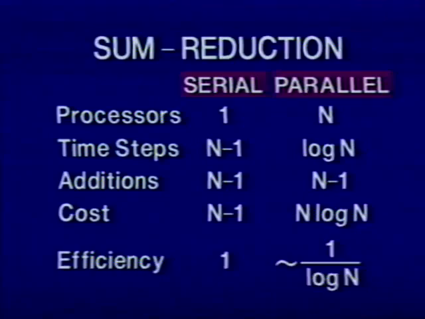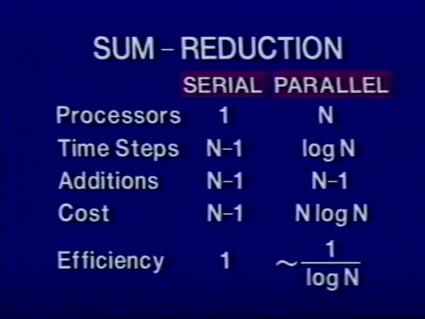The cost of this, the number of processors times the number of time steps, instead of being n minus 1, was n log n. We used a lot of processors, and as we noted earlier, most of the processors weren't busy most of the time, and so we wasted a lot of cycles. And so the efficiency, which is the number of additions divided by the cost, was approximately 1 over log n. So as the size of the problem gets bigger, the efficiency goes down, but still the speed compares quite favorably with the serial algorithm. It's log n versus n minus 1.